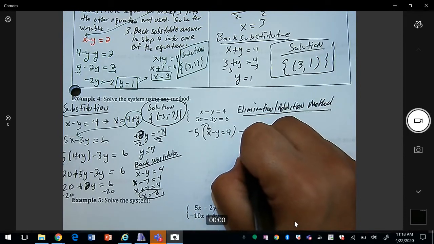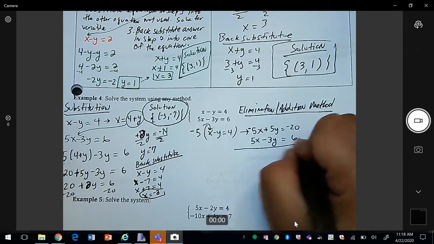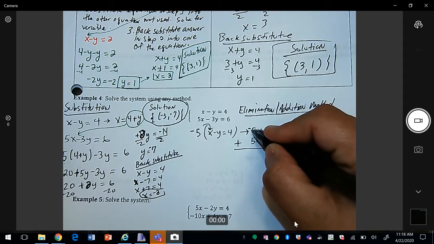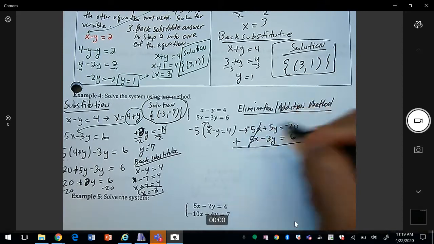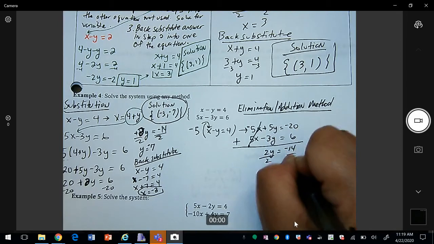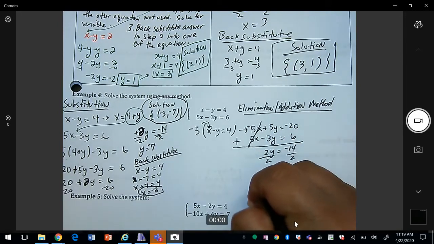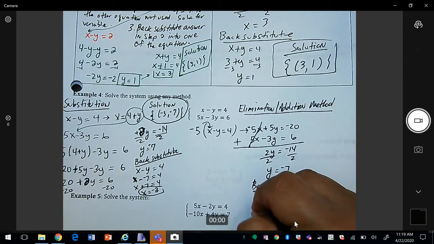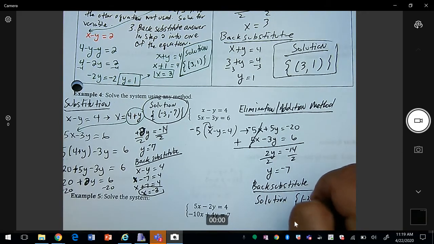Then the second one would be 5x minus 3y is equal to 6. Notice that now I have the same number with different signs, so same coefficient, opposite signs. So if I add these, I get 2y is equal to -14. Divide by 2, so y is equal to -7. And so then we would back substitute as we did with the substitution method. So our solution would be -3 and -7.